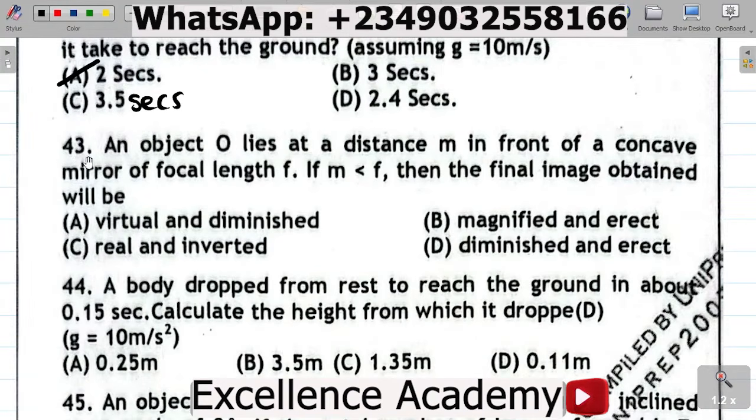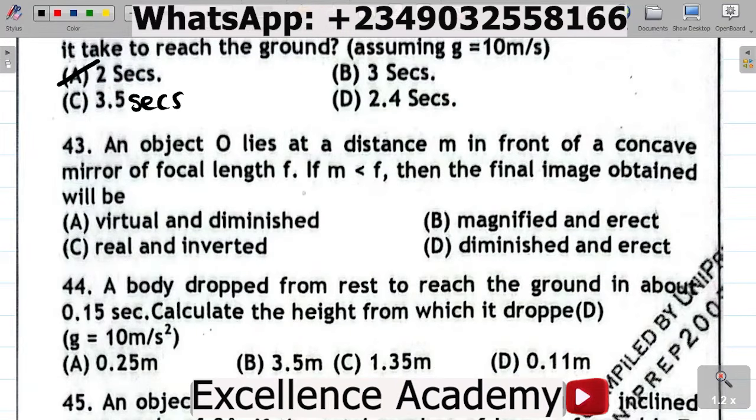Next up, 43. 43 says an object O lies at a distance m in front of a concave mirror of focal length f. If m, that's the distance, is lesser than the focal length, then the final image obtained will be: A, virtual and diminished; B, magnified and erect; C, real and inverted; D, diminished and erect.